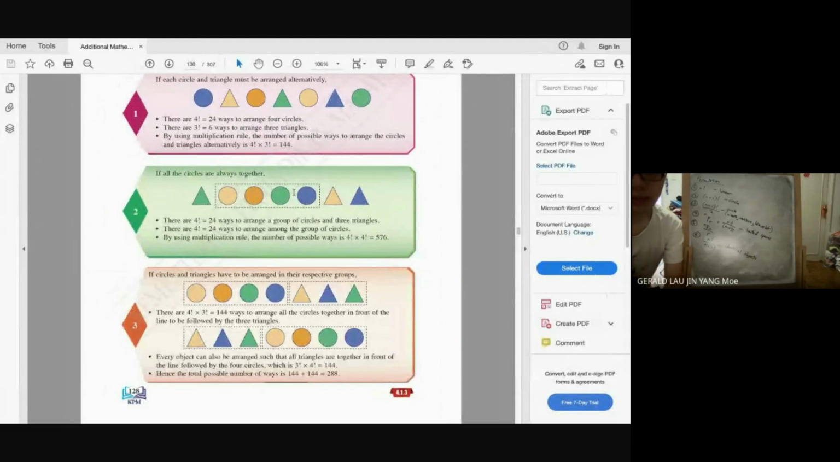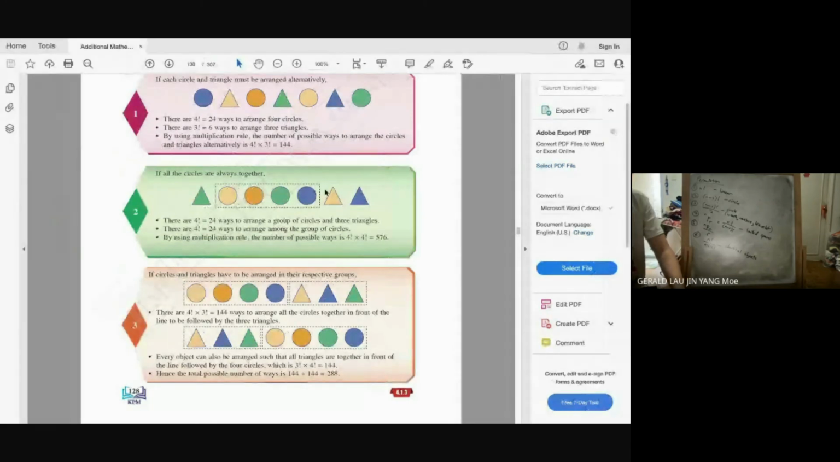Now, look at possibility 2. Circles are always together. Look at the big general scope first. There are 4 groups: 1 space for a triangle, 1 big space for all the circles, 1 space for another triangle, and 1 space for the last triangle. So you have 4 factorial, and then you multiply by another 4 factorial, because within this group the circles can switch between each other as well. So 4 factorial times 3 times 4 factorial is 576.